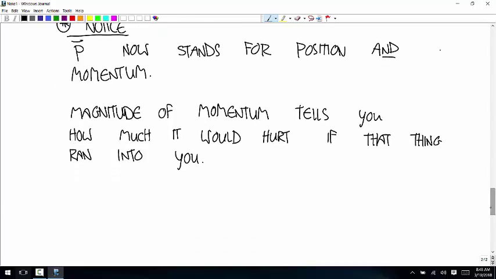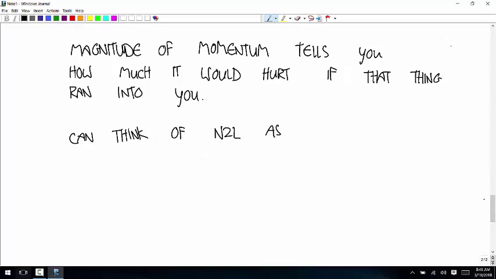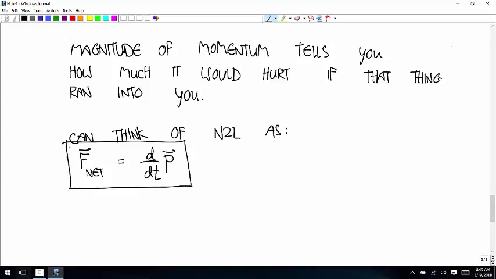And here's how momentum comes up. You can think of Newton's second law as saying that the net force is equal to the time derivative of the momentum. And in fact, that's the way when Newton came up with this law, that's the way he was thinking about it.